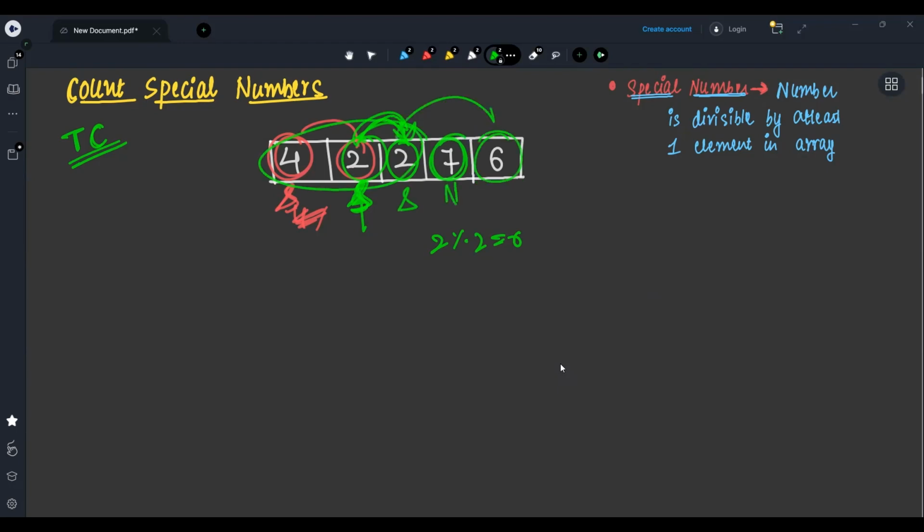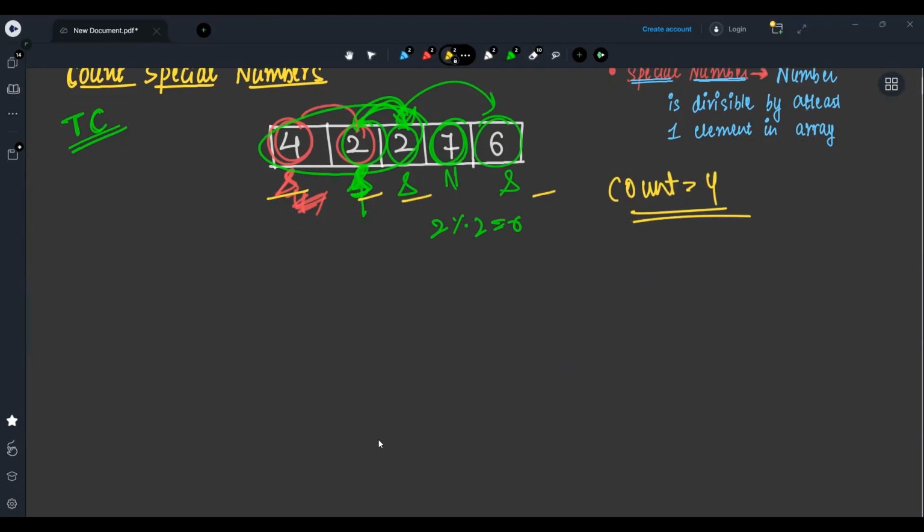6 can be divided by 2. It is a special number. So I can say 1, 2, 3, 4. So count is equal to 4. So the answer is equal to 4. That is the count of special numbers. Now, let's understand how we can approach this question.